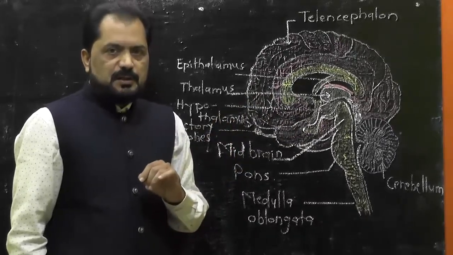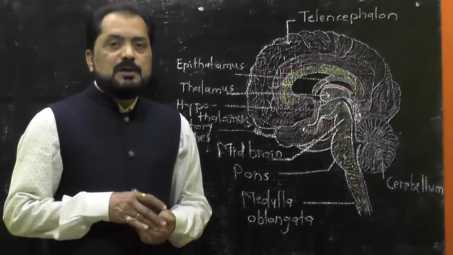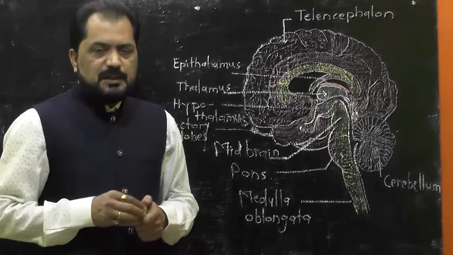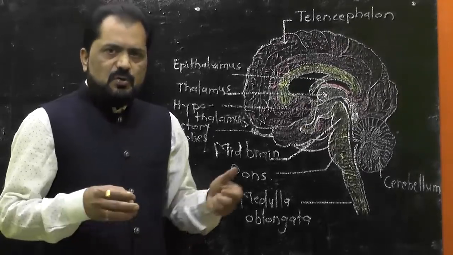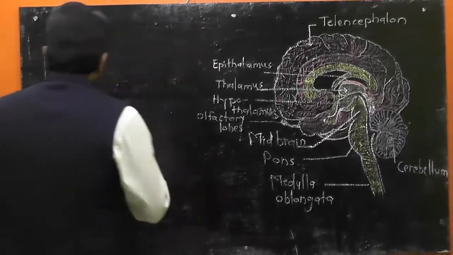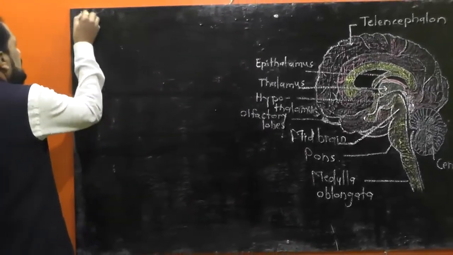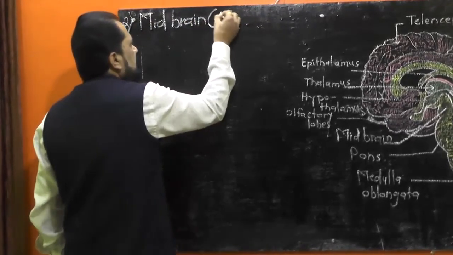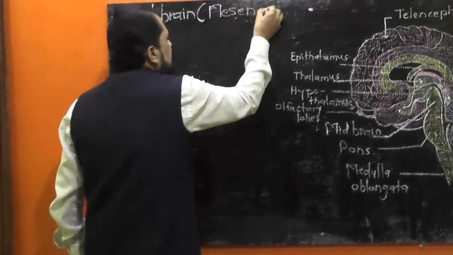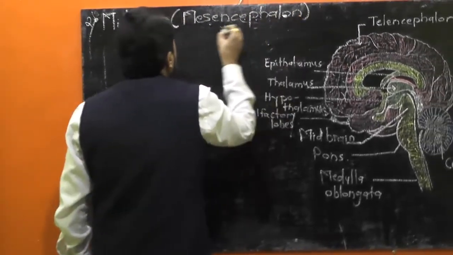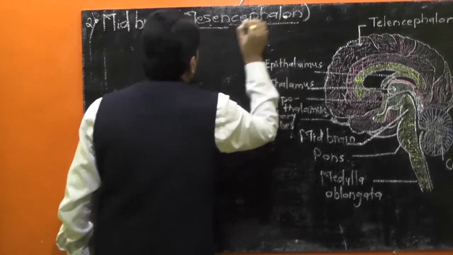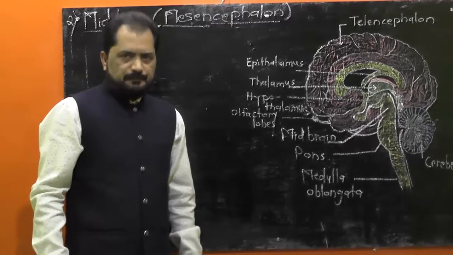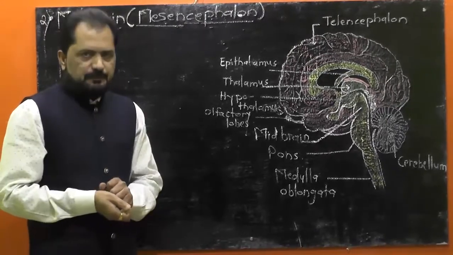Now today in this lecture we have to learn about the midbrain, that is mesencephalon, and the hindbrain, that is rhombencephalon. So let us start the study of the second major part of the brain, that is the midbrain. In Latin it is known as mesencephalon. Here meso or mesen stands for middle and encephalon stands for brain. It is the middle part of the brain.